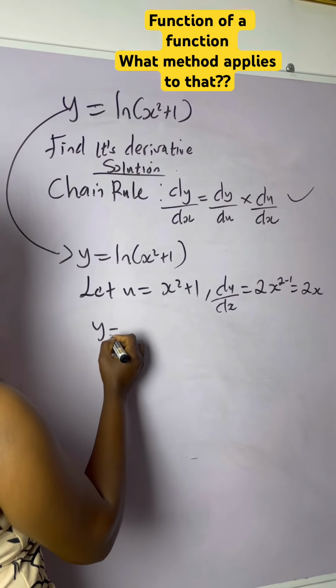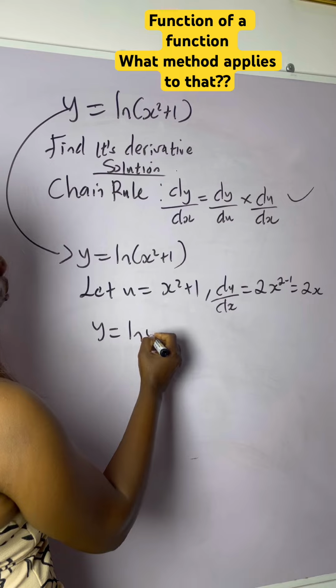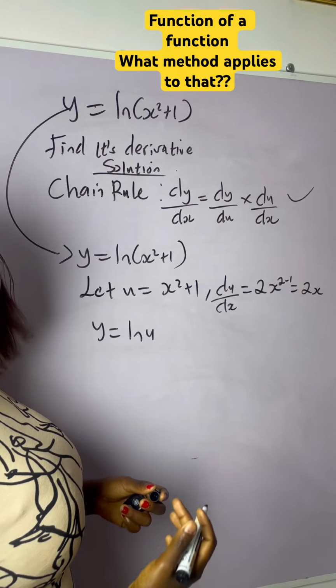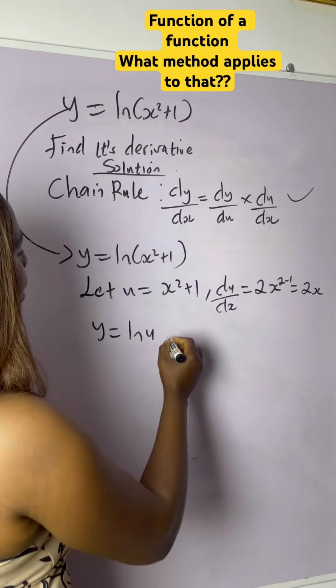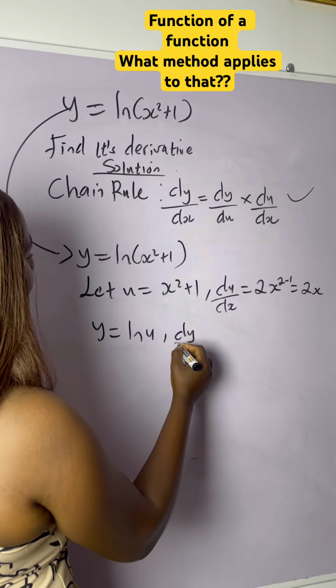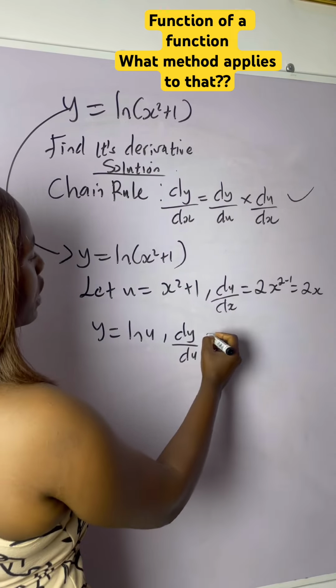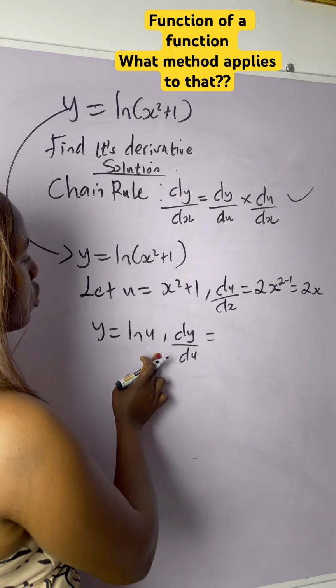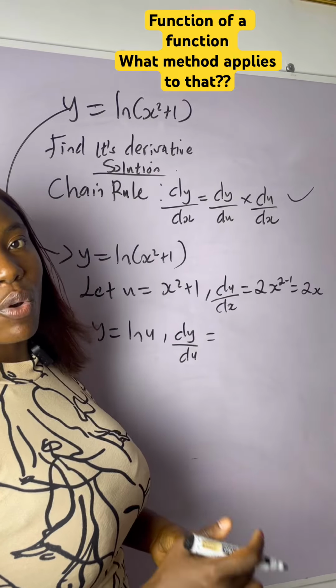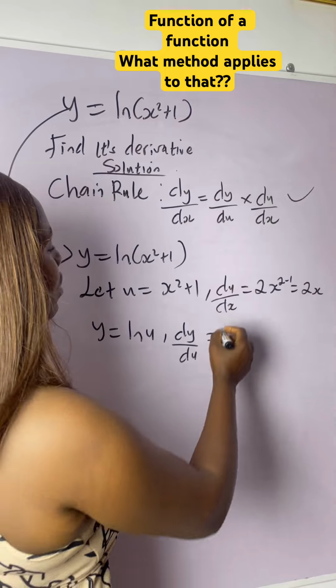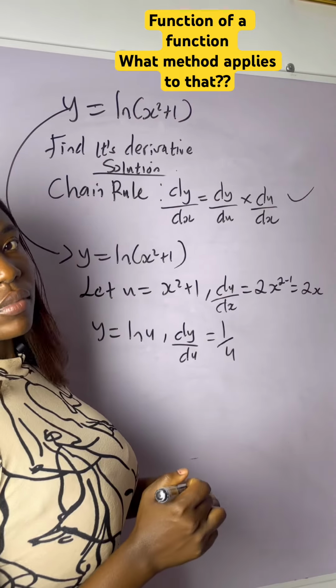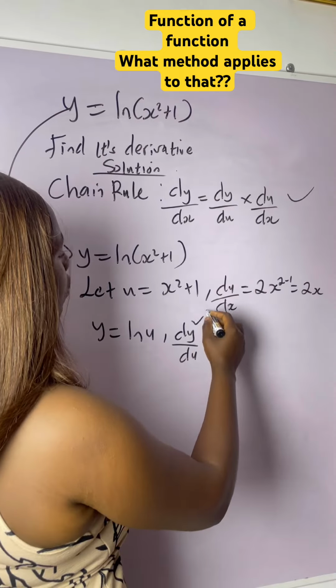Okay, now I'll have my y. My y will now be ln u. So that I'll now differentiate my dy with respect to u, because the variable here is u. Differentiating ln x is 1 over x, so differentiating ln u is 1 over u. Okay, now I know what my dy/du is.